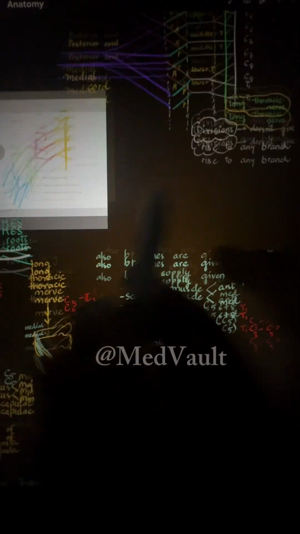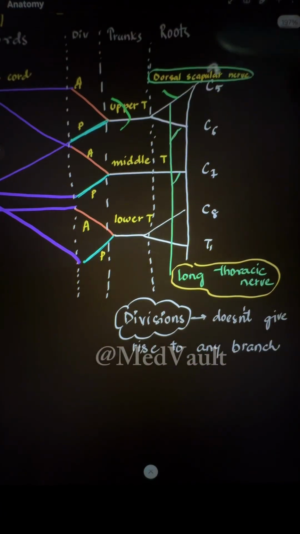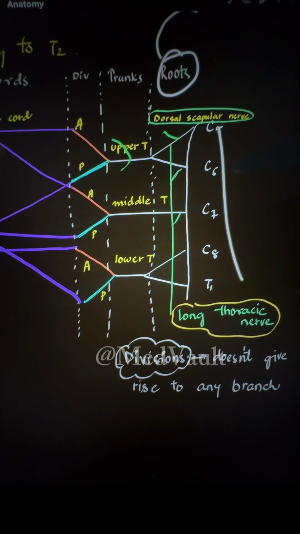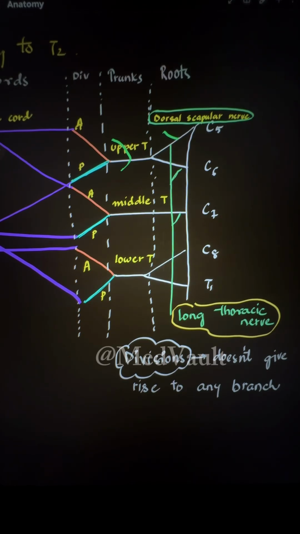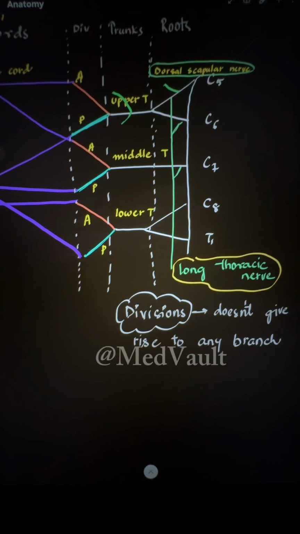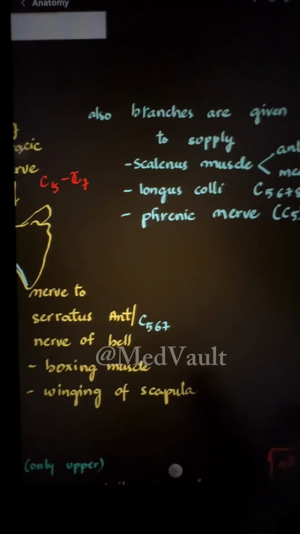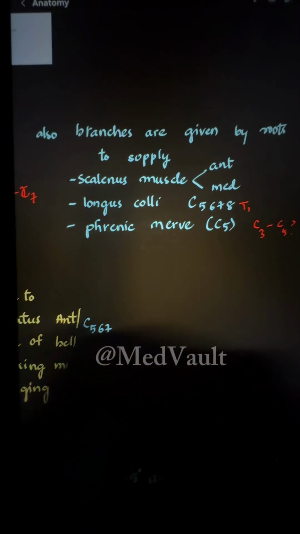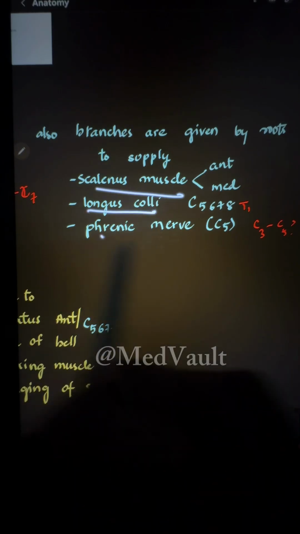So from roots, here we have roots, right? This is the root region. From roots we have two main branches, though other ones are also there: the dorsal scapular nerve and the long thoracic nerve. The dorsal scapular nerve arises only from C5, whereas the long thoracic nerve has root value C5 to C7. For the dorsal scapular nerve we only have C5. Roots also give branches to supply the scalenus muscles, longus colli and the phrenic nerve.